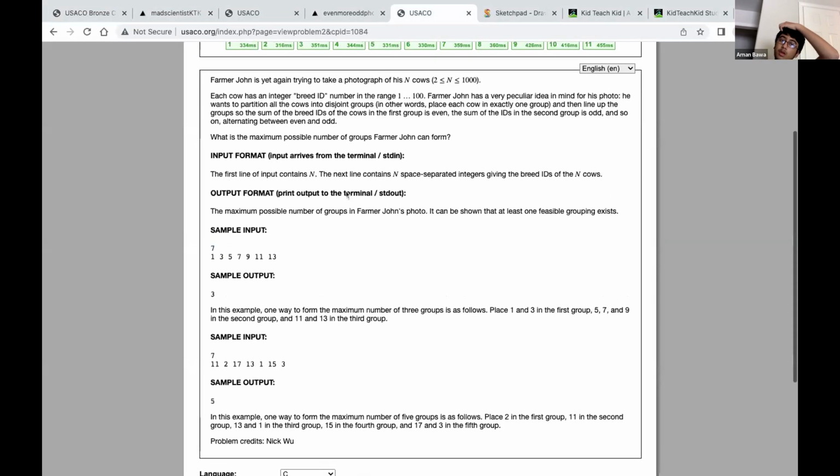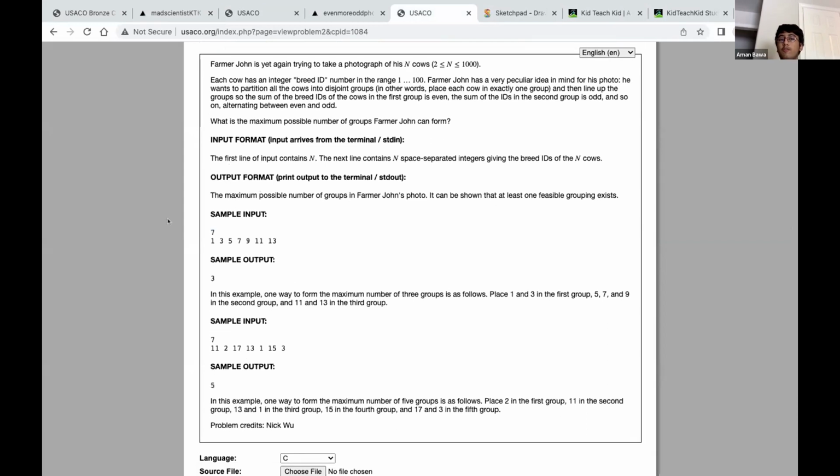So here's the problem. What happens is Farmer John is trying to take a photograph of his N cows, and each cow has a certain ID, which is a number in the range from 1 to 100. And what he wants to do is partition the cows into disjoint groups. So basically, he wants to partition them into groups such that each cow is in exactly one group. Then he wants to line up the groups so that the sum of the IDs in each group alternates in parity. So the first group has the sum of the IDs even, the second group has the sum of the IDs odd, third one even, fourth one odd, and so on.